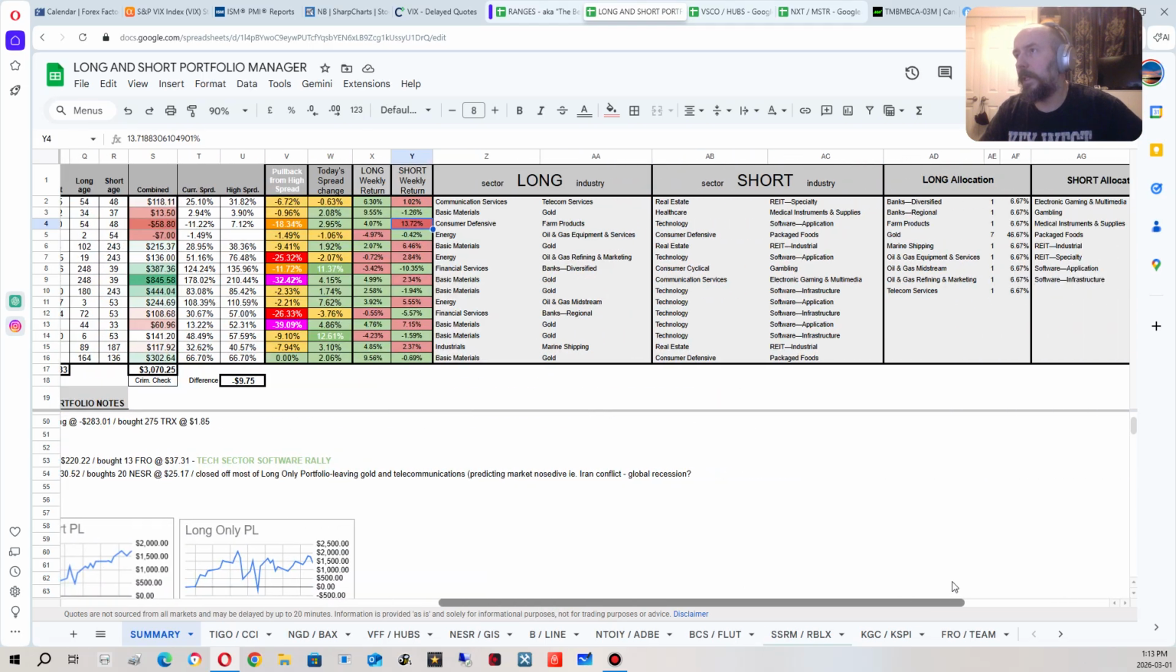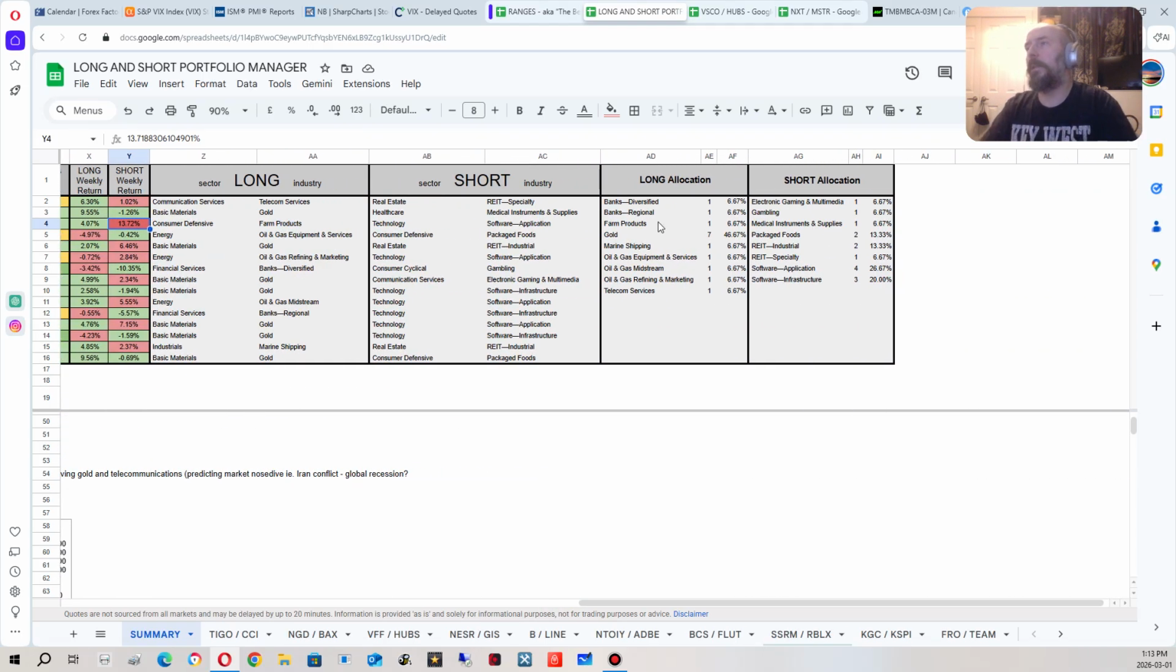Okay, over to the right side. You'll notice that my long allocation, I've added one more gold. This was last week already, but I'm almost 50% in gold on the long side.